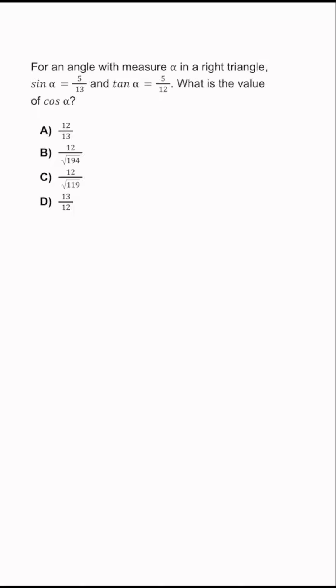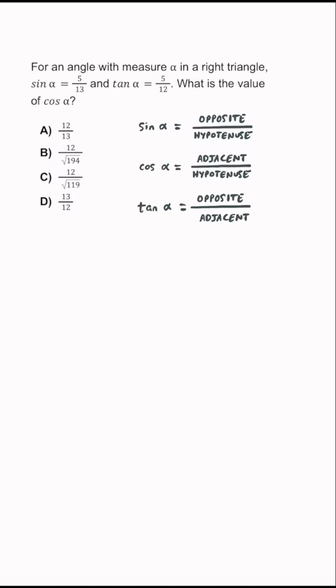First, you want to remember that sine of an angle measure, or in this case sine of alpha, is going to be the ratio of the opposite side length to the hypotenuse side length. Cosine of alpha is just the ratio of the adjacent side length to the hypotenuse. And tangent of alpha is going to be the ratio of the opposite side length to the adjacent side length.